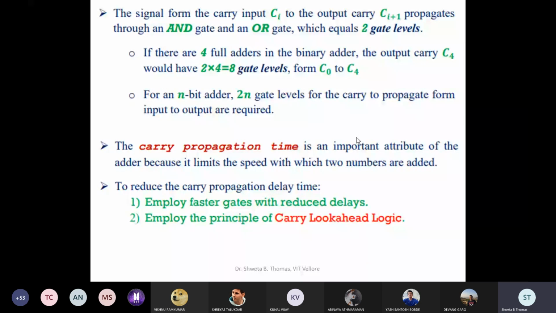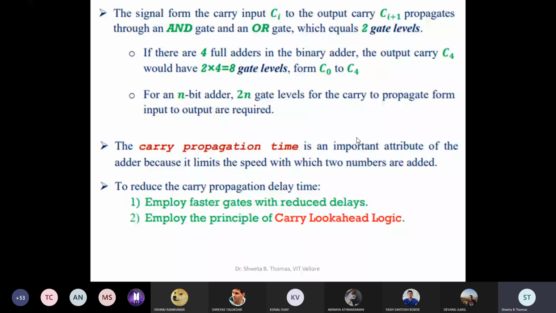The carry propagation time is an important attribute of the adder because it limits the speed with which two numbers are added. To reduce the carry propagation delay time, the rest of the things are theoretical only. You can see it later also. I will upload the slide. Nothing to worry about. So you are aware of the concept of carry propagation delay time.